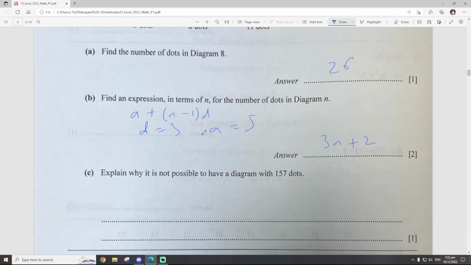Explain why it's not possible to have a diagram of 157 dots. Well, if I solve 3n plus 2 equals 157, you will get n equals something which is not an integer. You will get 51.66666, which is not an integer. So therefore it cannot be a term of the sequence.